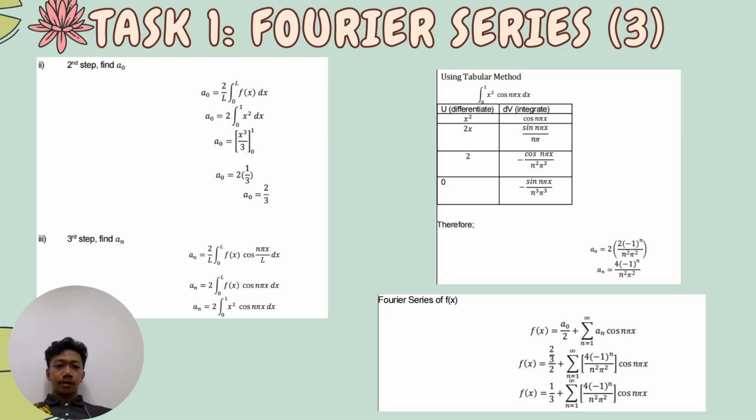we get that an is equal to 4 times negative 1 to the power of n over n squared pi squared. Then the Fourier series, after substituting all the values, we get that f(x) equals 1 over 3 plus summation of 4 times negative 1 to the power of n over n squared pi squared times cos(n pi x).